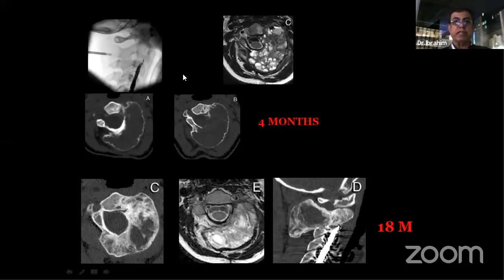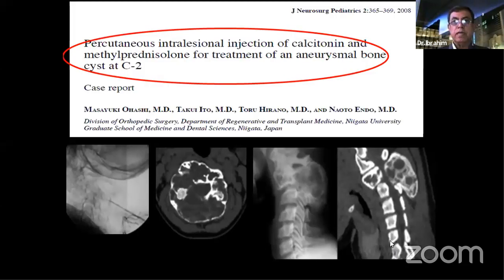This is one of the cases where they used bone marrow injection. This is the response at 4 months. And look at the very good response at 18 months. Most of these injections need repeated procedures. You need to repeat the injections, not once. It's the same as embolization. You need to do it repeatedly. This is calcitonin and methylprednisolone, a very, very safe method. And they proved that it causes a really good response here.